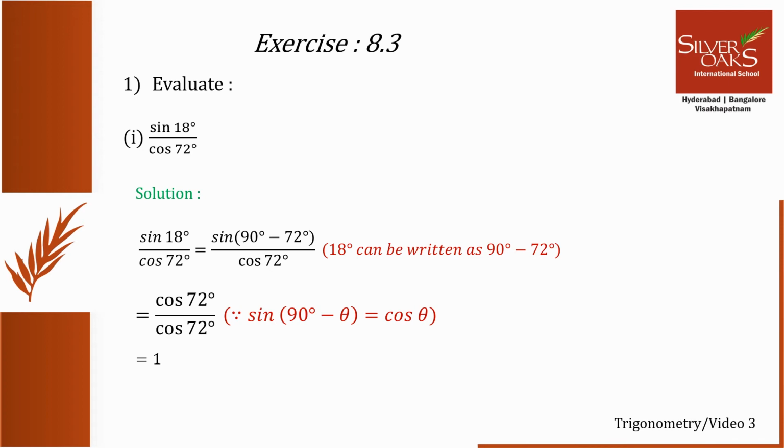So, cos 72 degrees by cos 72 degrees is equal to 1. With this basic knowledge, you can do the first question, and the remaining sums, second, third and fourth.